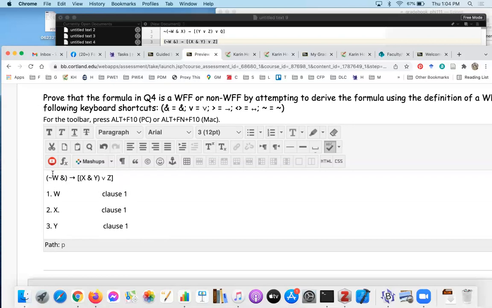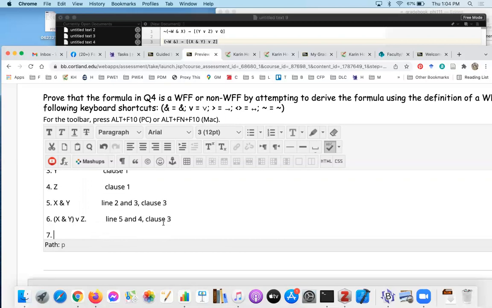Now, let's look at the antecedent. Again, we want to build as much as we can. So can we build the formula not W? Absolutely. Since we have W as a well-formed formula on line 1, and clause 2 says we can negate that well-formed formula and we still have a well-formed formula, we can do that. So not W, I also accidentally put a space there, is a well-formed formula because W is a well-formed formula on line 1, and then clause 2 says we can negate that.